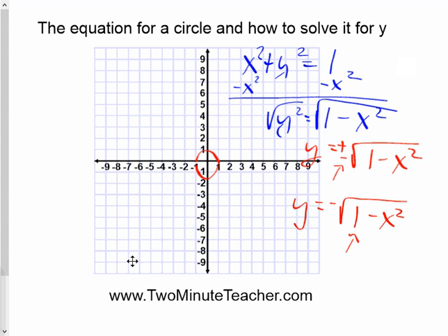And by breaking them into two parts, the cool thing that we've done is we've got two separate equations that together are each functions, so they don't break the vertical line test rule, but they also together can make a circle. So there is your equation for a circle, and then broken down and solved for y.